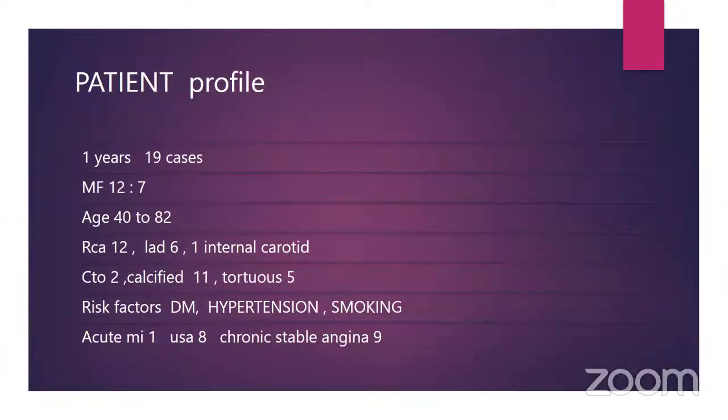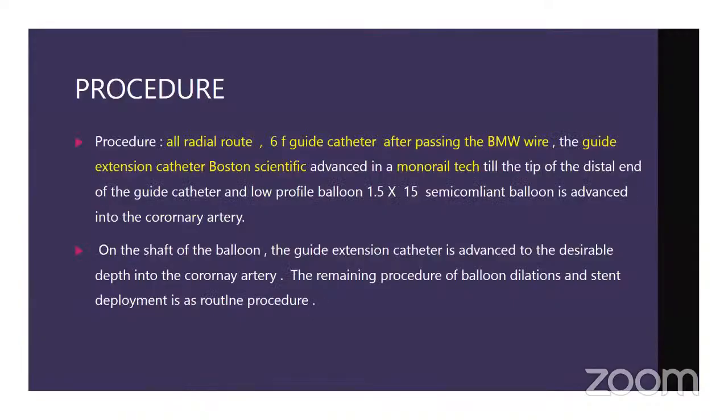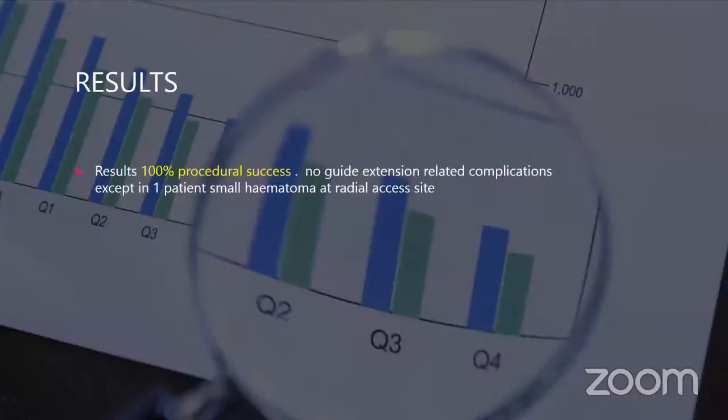We did around 19 cases in the past 1 year. All of them were radial, using a 6-French guide catheter and a 6-French Boston Scientific guide extension, using a monorail technique, using balloon-assisted tracking. We got 100% procedural success with very limited complications.